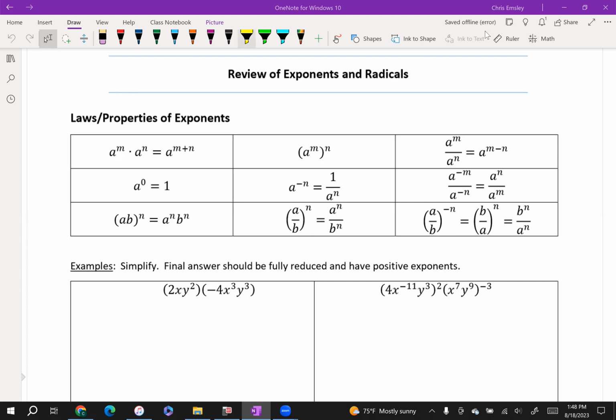First up, I have here on the screen the basic laws or properties of exponents. I'm not going to read each one of those to you, but you can take a screenshot of that or refer back to that if you need a refresher on any of those. What we're going to do is go ahead and jump into the examples where we apply those rules.